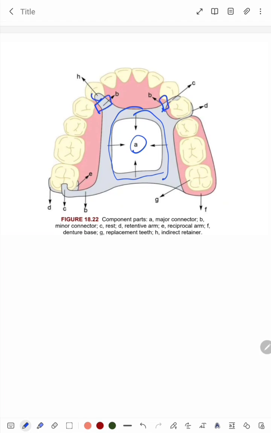Now this is the indirect retainer, and this whole part is the direct retainer, which has three parts, that is the retentive arm, the rest and the reciprocal arm, right?